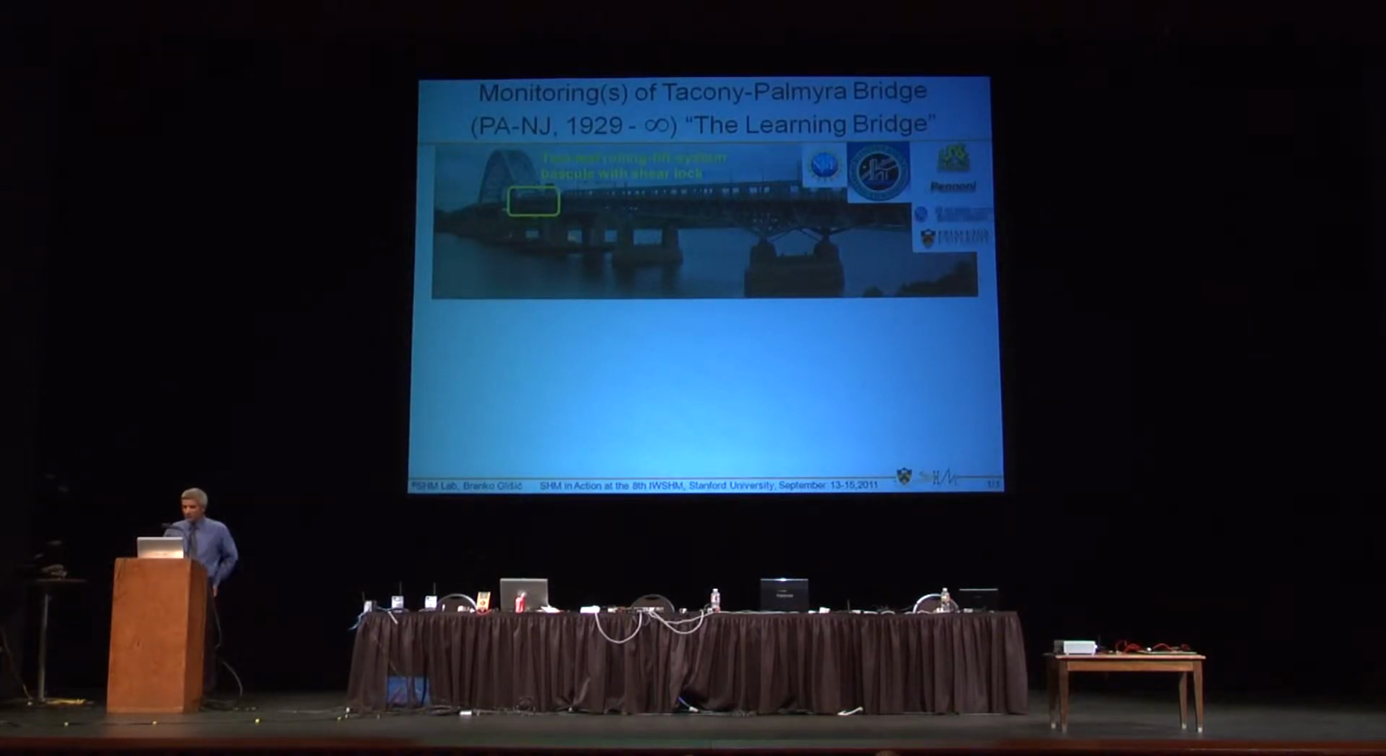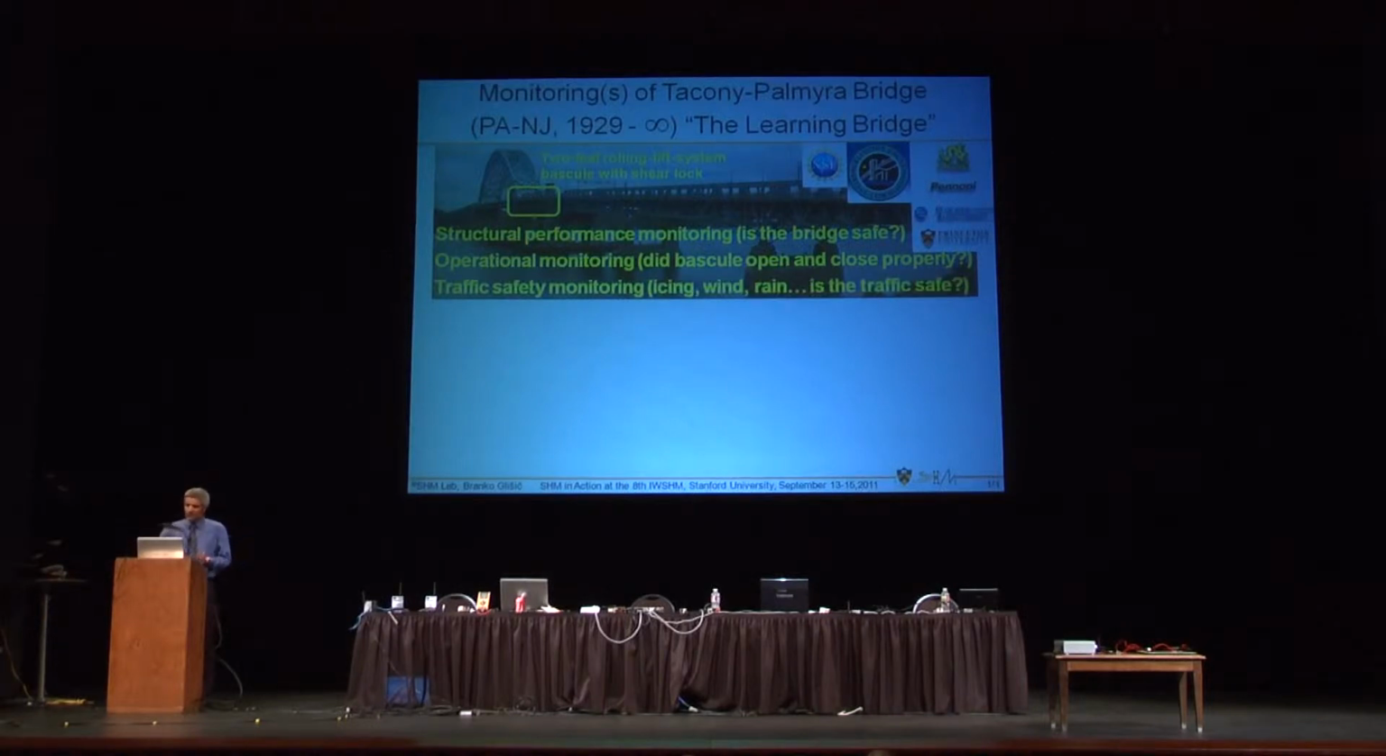A particularity of the bridge is the bascule in the bridge that opens and closes for the ships that are going over the Delaware River. And that's what we are monitoring: structural performance, so is the bridge safe? Operational monitoring, did the bascule open and close properly? And also we monitor traffic safety, is the traffic safe in case of icing, wind, rain, and so on.